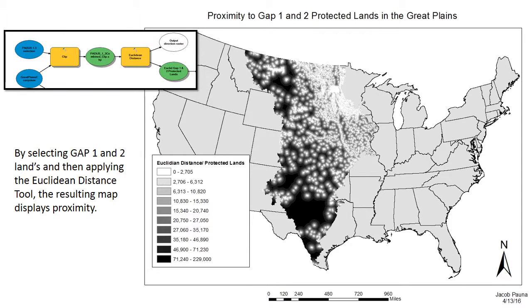The next variable I used was protected lands, but I focused on GAP 1 and 2 lands, which are protected lands that are fully protected and not open for extraction. So this map was created by using the Euclidean distance tool on these protected lands, and the resulting map shows proximity to these areas. When restoring Great Plains areas, expanding upon existing protected areas may prove a more viable option.